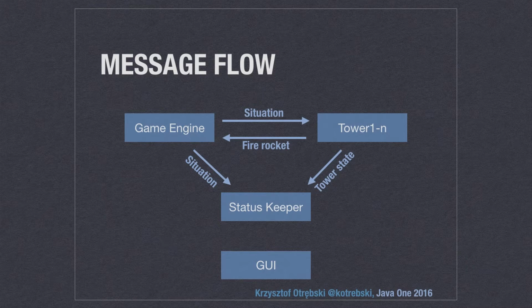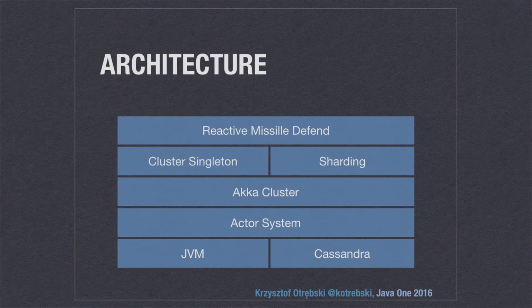And also sending its state to status keeper, just like ping. So I know that this defense tower is not responding for a few seconds, just for visualization. And GUI is just asking status keeper actor about state: give me actual state, what do you know, and render on a screen. Architecture is very simple.